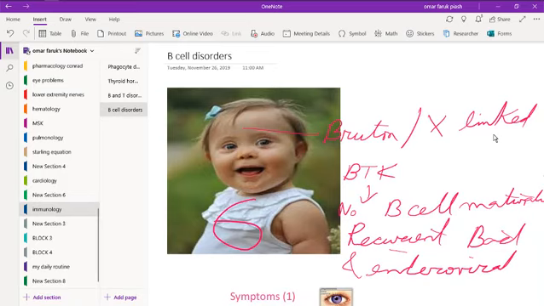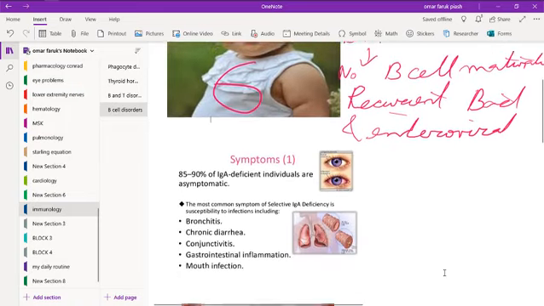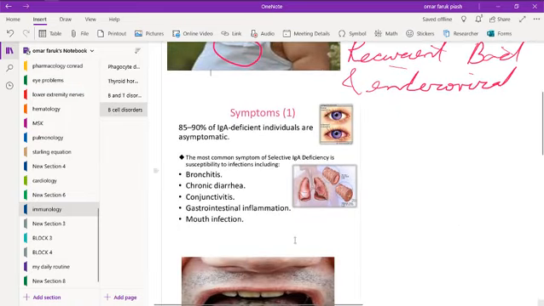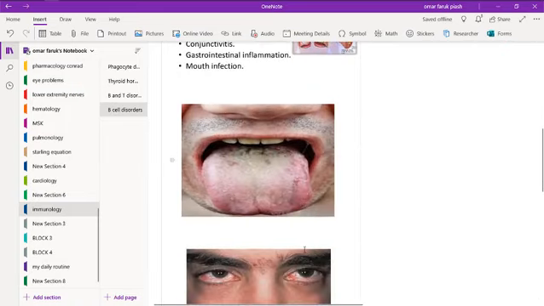Live vaccines are contraindicated. Can you tell me another place where live vaccine is contraindicated? In SCID live vaccine is contraindicated, and in Bruton's agammaglobulinemia live vaccine is contraindicated too. And that is all about Bruton's agammaglobulinemia. These are its features.